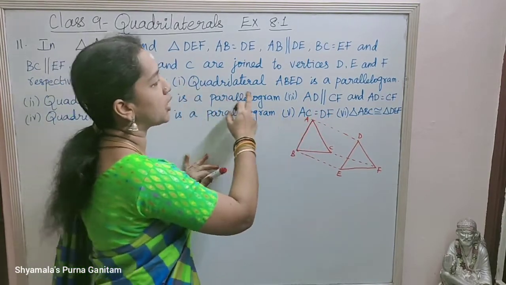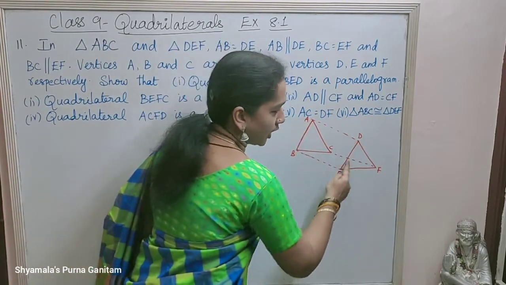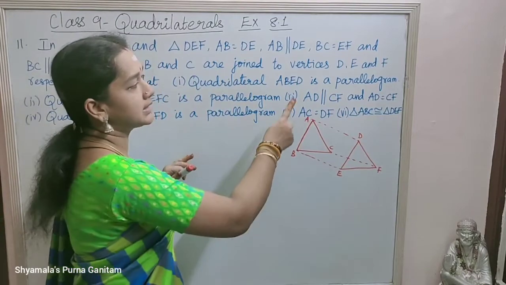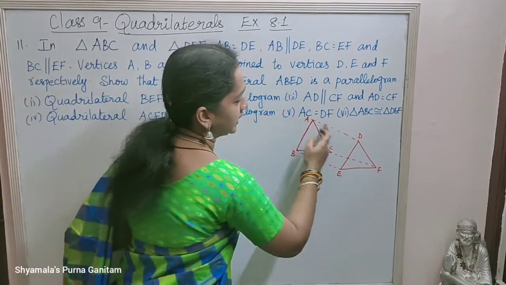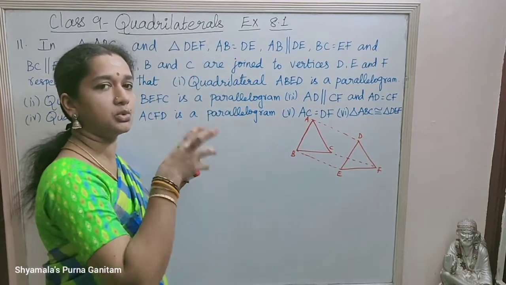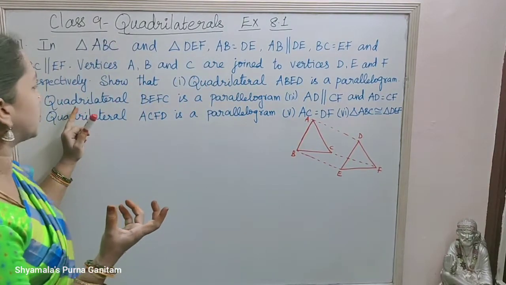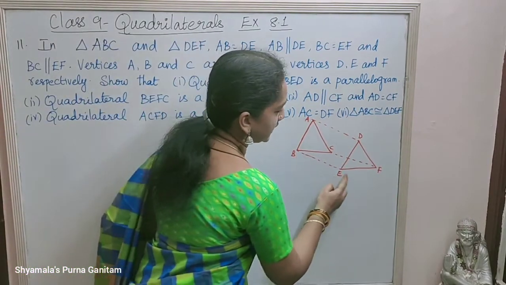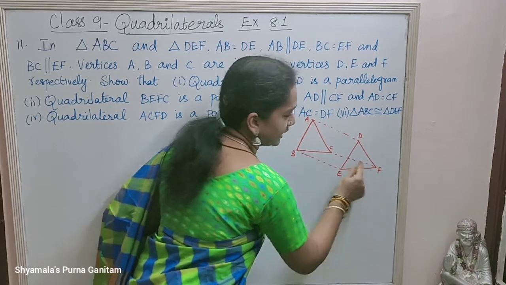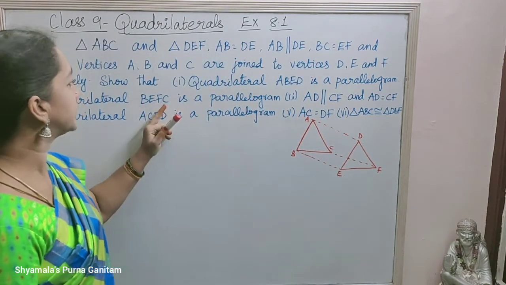First one is quadrilateral ABED. You will get a quadrilateral ABED, which is a parallelogram. Any four-sided figure is a quadrilateral. So you will get a four-sided figure here, and you are asked to prove that it is a parallelogram. Then next one is quadrilateral BEFC. This quadrilateral BEFC you are asked to prove is a parallelogram.